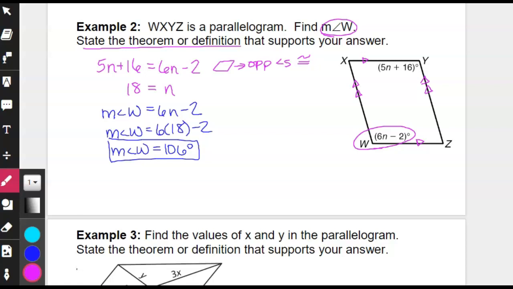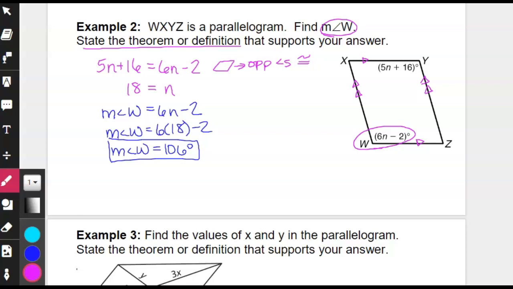Okay, you should have been able to set those angle measures equal to each other since the opposite angles in a parallelogram are congruent. I've given the theorem beside it. If a quadrilateral is a parallelogram, that implies opposite angles are congruent. If I add 5n to both sides and add 2 to both sides, I get an n value of 18, which when substituted into the expression for the measure of angle W, you get 106 degrees.